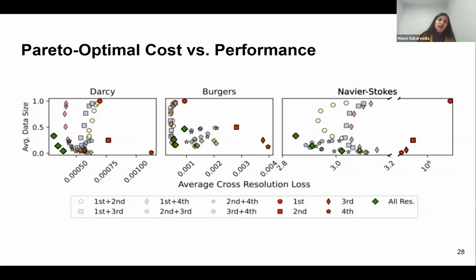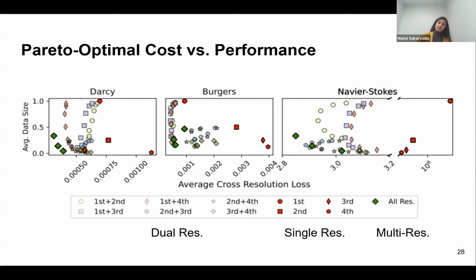And when we zoom out and do these experiments on a larger scale across 3 standard scientific machine learning datasets, we find that multi-resolution training enables Pareto optimal cost versus performance trade-offs. What we did in this experiment is we compared dual resolution training in the pastel dots to single resolution or zero-shot super resolution workflows in the red markers to multi-resolution training runs in the dark green markers.